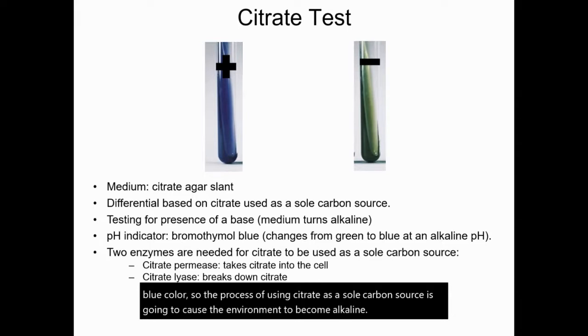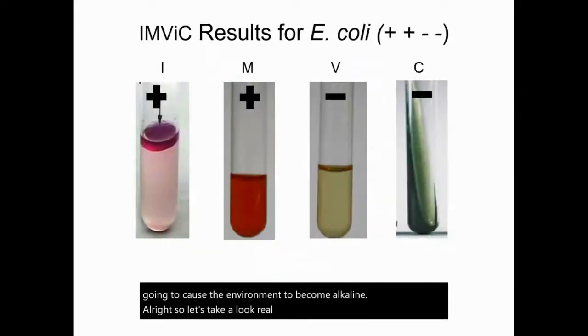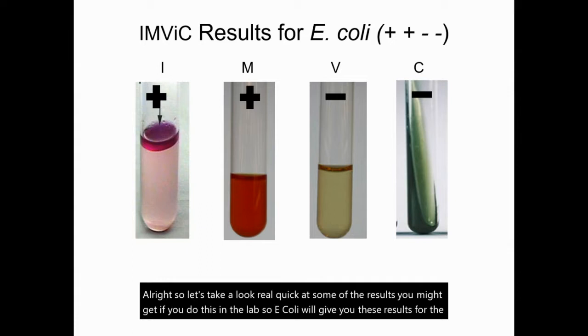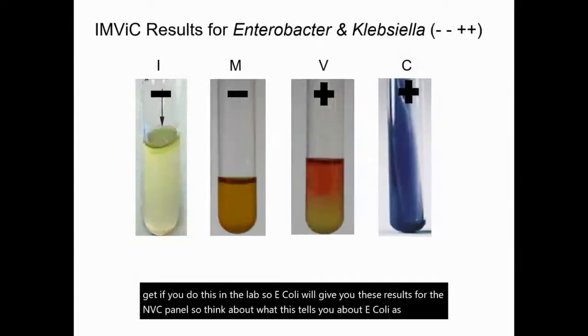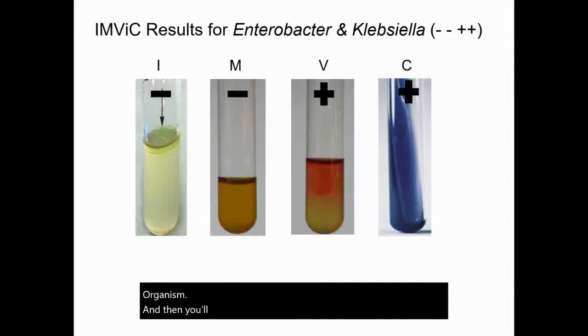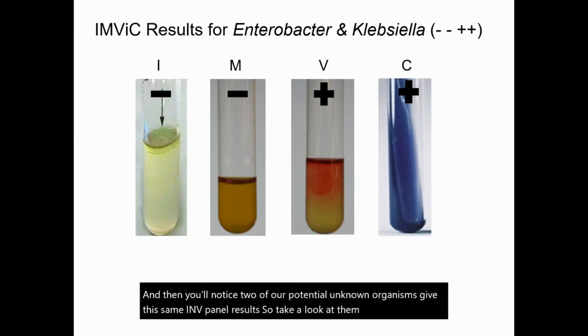All right, so let's take a look real quick at some of the results you might get if you do this in the lab. E. coli will give you these results for the IMViC panel. So think about what this tells you about E. coli as an organism. And then you'll notice two of our potential unknown organisms give the same IMViC panel results. So take a look at them, consider what observations you're making, what are the results, and what does that mean in terms of an interpretation.